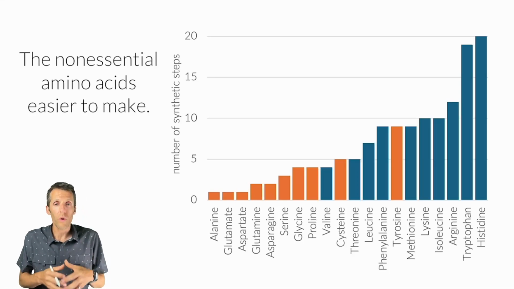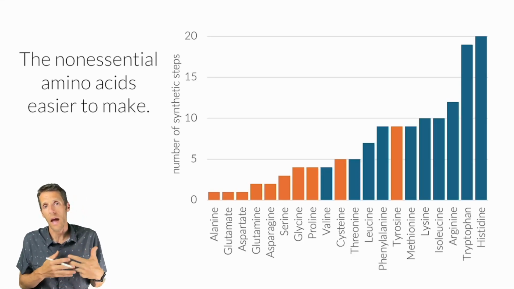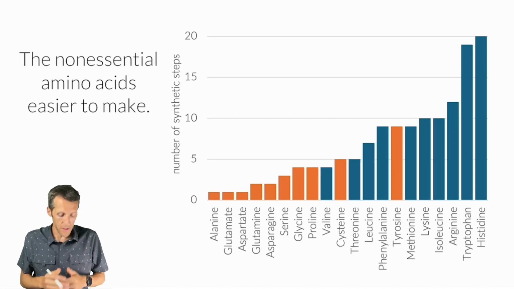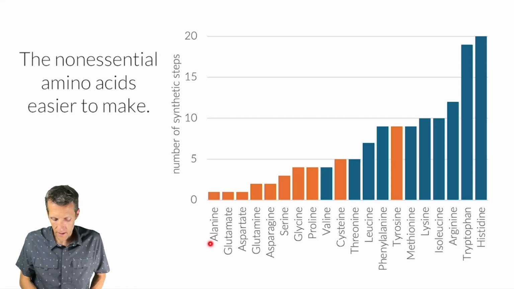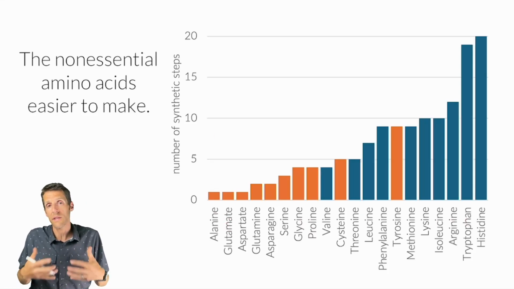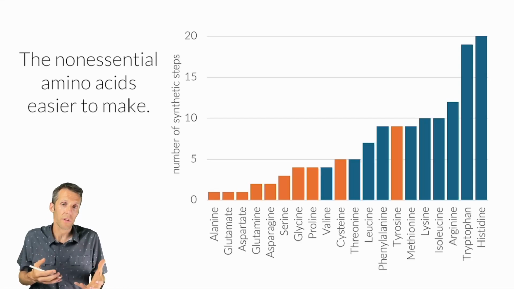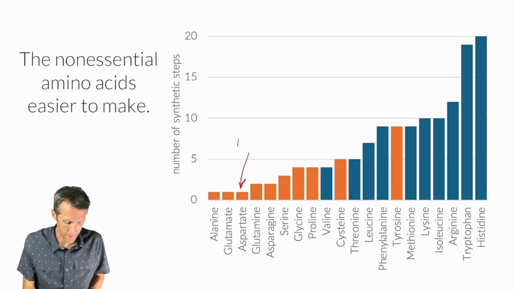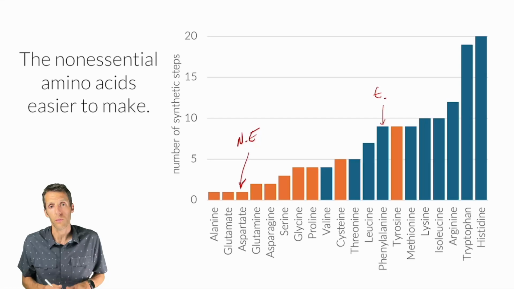Why? Well, one pattern we can look for is to ask how many steps there are metabolically to make these different amino acids. What I'm showing here is a graph that I made of each of the amino acids along this axis, and then the number of synthetic steps away from a central carbon intermediate that's required to get there. And I've colored them orange or blue based on whether they are non-essential in orange or essential in blue.